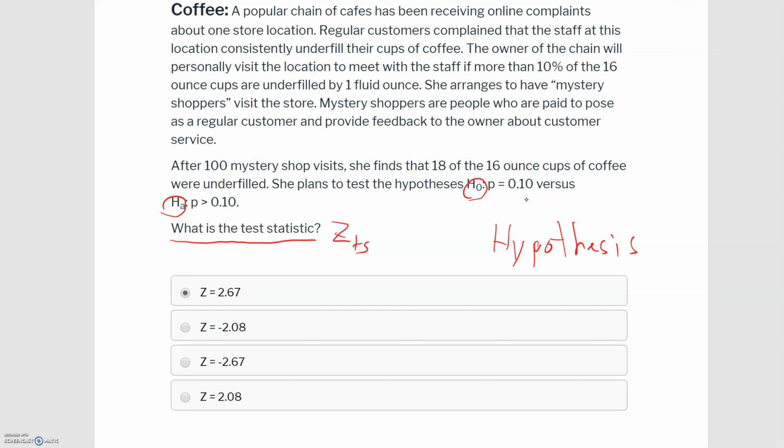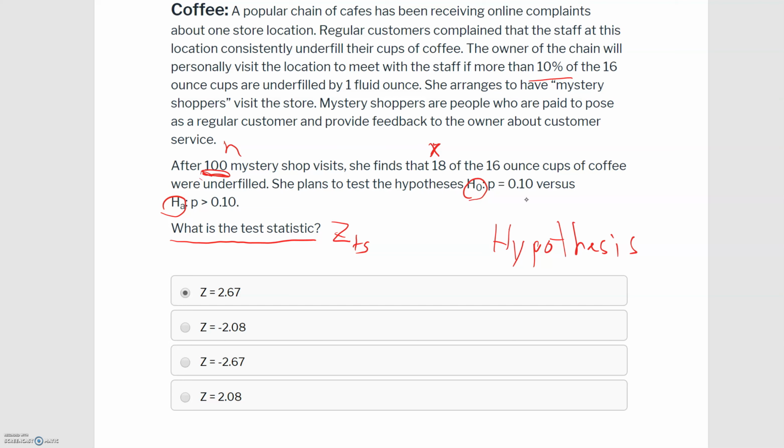So a popular chain of cafes is receiving online complaints about one store location. Regular customers complain that the staff at the location consistently underfills their cups of coffee. The owner of the chain will personally visit the location to meet with the staff if more than 10% of the 16-ounce cups are underfilled by 1 fluid ounce. So it's a proportion of underfilled cups. So she arranges to have mystery shoppers visit the store.